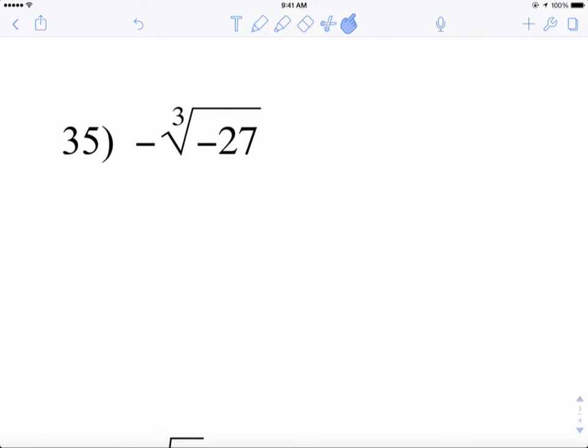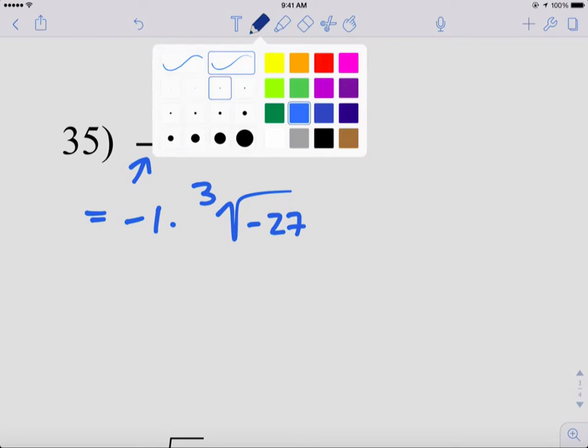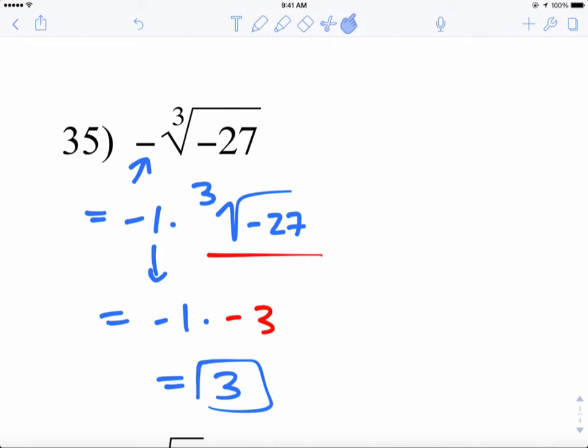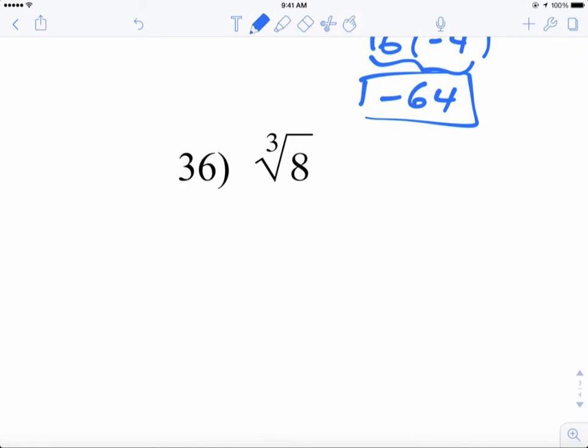Making moves. Almost done. This is tough. A lot of negatives all over the place. Let's be careful. I'm going to read this as negative 1 multiplied by the third root of negative 27. The third root of negative 27 is negative 3, which we are then multiplying by negative 1. Our grand total in this case is 3. The third root of 8. Is there a number that multiplies by itself 3 times to give 8? That number is 2. 8 does have a very nice integer rational third root. That is lovely.